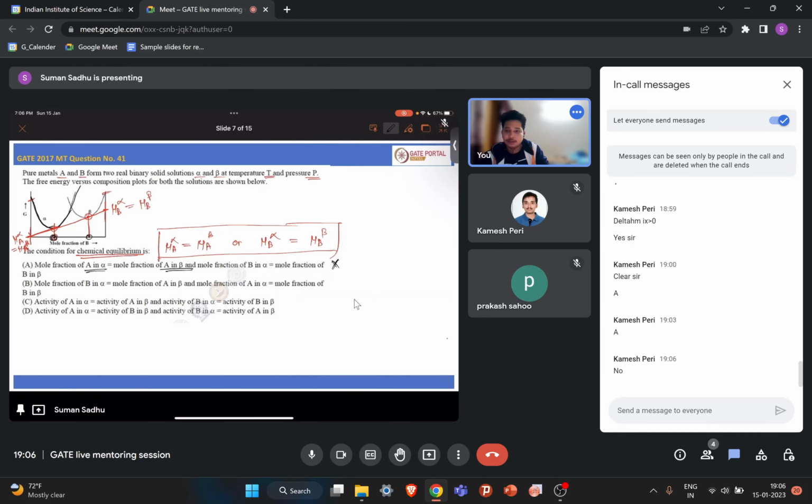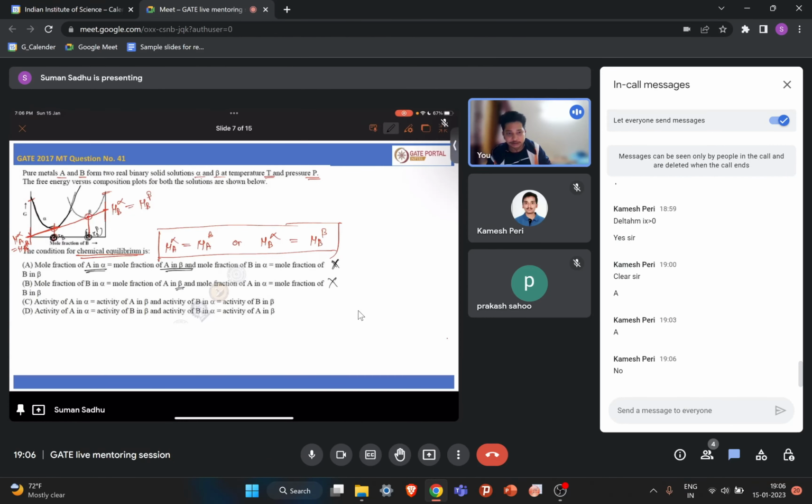Now the second option is: mole fraction of B in alpha is equal to mole fraction of A in beta. Mole fraction of B in alpha means this composition XB is equal to the mole fraction of A in beta. Mole fraction of A in beta means 1 minus XB beta. This is also not equal, right? This is also different. So this option is not correct.